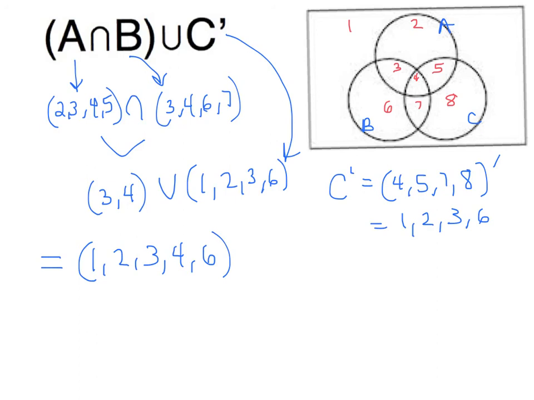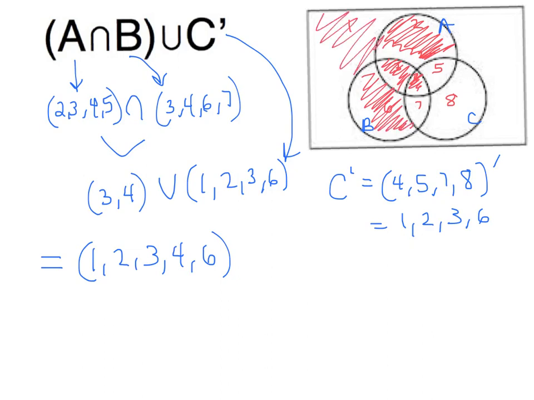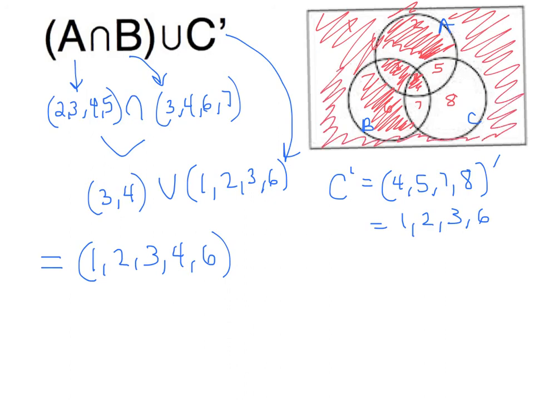But we're not done. We need to go ahead now and shade in our regions. So here are regions 2, 3, 4, and 6. But let's not also forget that we have to shade in the entire region of number 1. So the only regions not colored in are 5, 7, and 8, and this example is done.